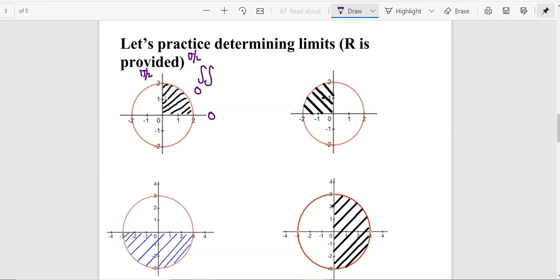What about the radius? The radius starts from r equal to 0, up to r equal to 2. So this is the limit for this shaded region. What about this one? For this one, the radius of the circle is still 2.